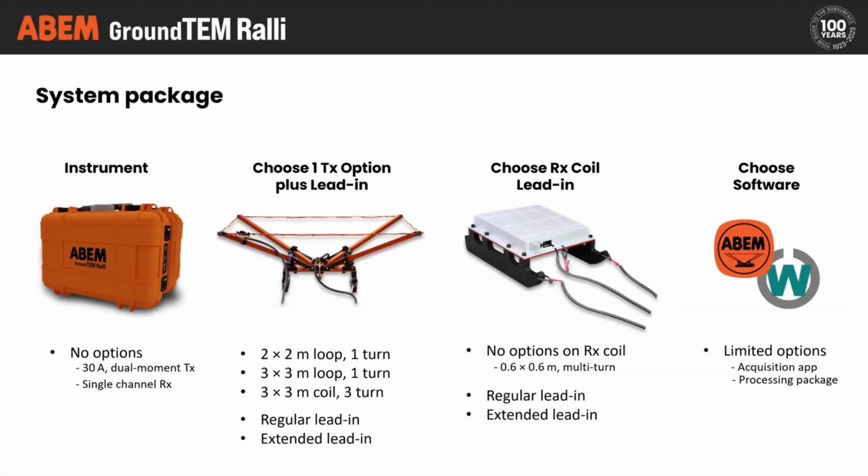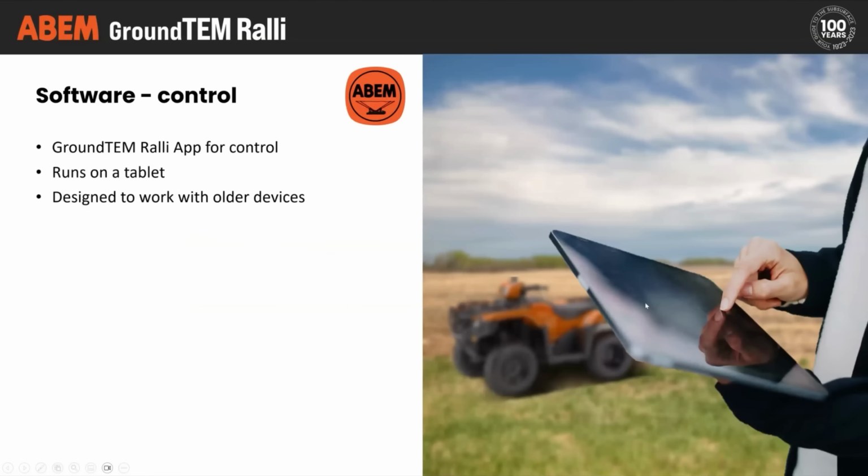Final thing is the choice of software. And again, there isn't really a big choice here. We have the acquisition app and we have post-processing software. And the acquisition app is the GroundTEM Ralli controller. And this runs on a tablet, as I say, designed to work with older devices. You don't need to have the latest model from Samsung. It will work on a fairly old version of Android. And most of the hard work is actually being done in the instrument itself. We're just configuring, setting up commands, and reviewing the data as it comes in on that tablet.